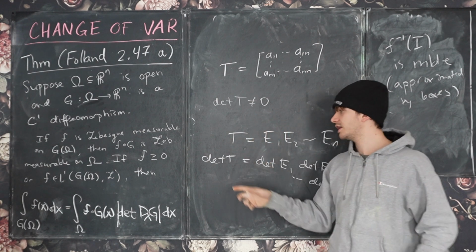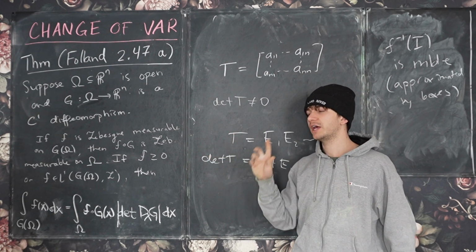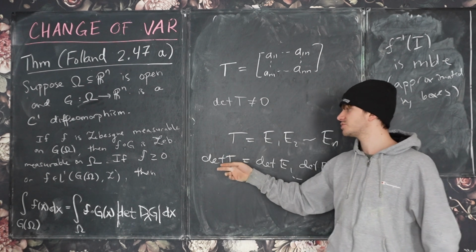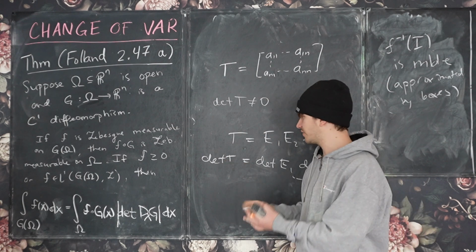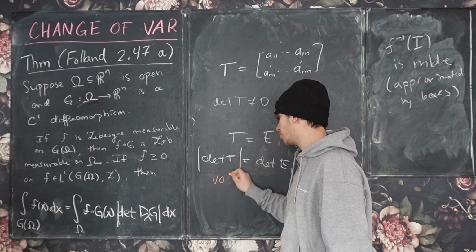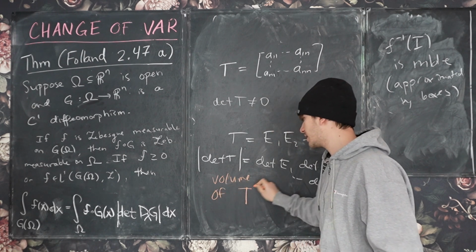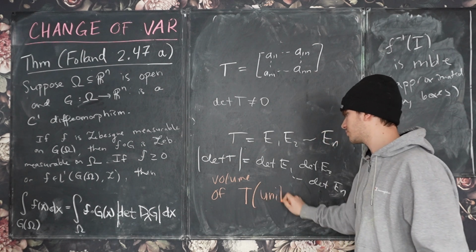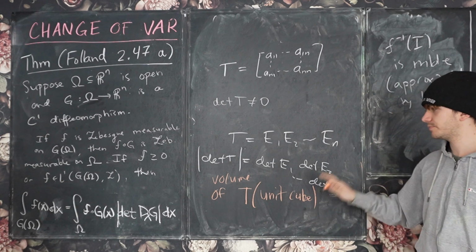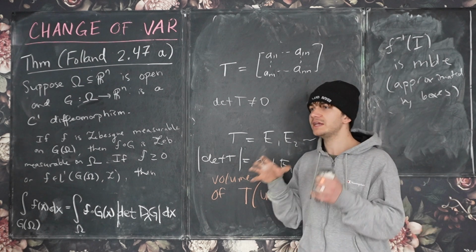And it'll be negative if the frame is not right-handed, right? So if it changes the orientation of the frame. Yes. But the volume will just be the magnitude of this determinant. So if I look at the magnitude of this determinant, this is the volume of T acting on the unit cube. And in fact, any cube, right?